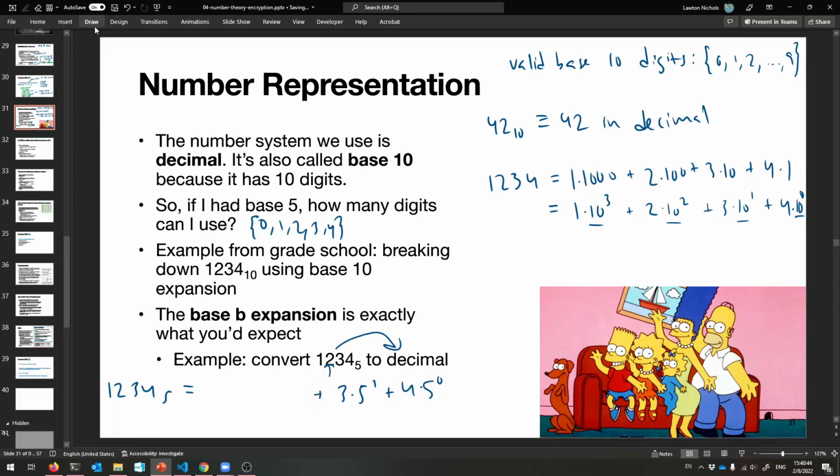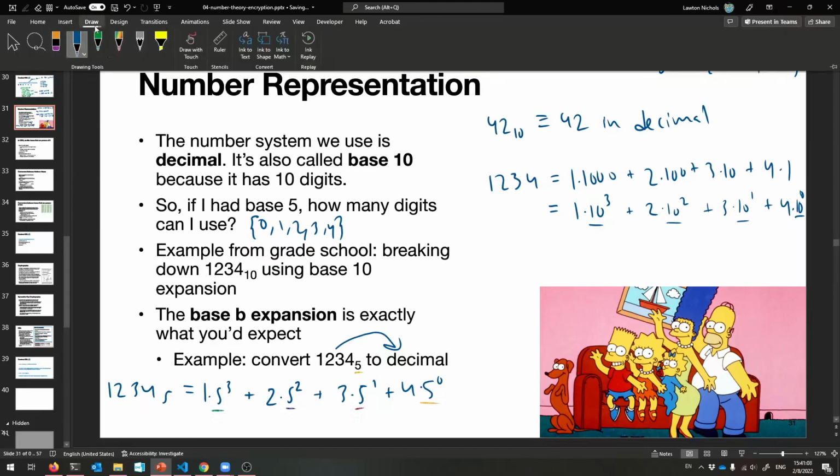Plus 2 times, that's the 25's place. 2 times 5 squared, right? Plus 1 times 5 cubed. Okay, so that is the main difference. Because we're converting base 5, the powers become 5 to something, okay?